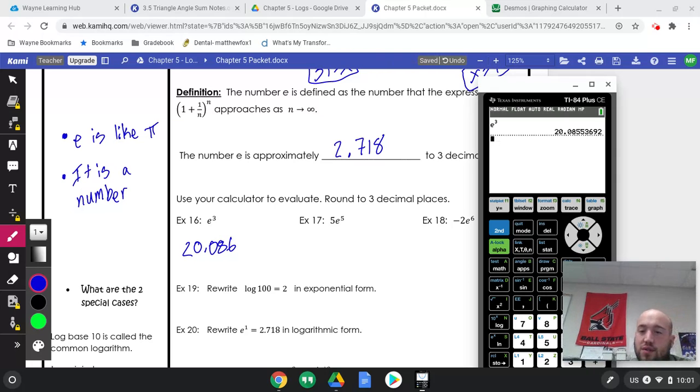All right, now the next one, we're going to have a 5 at the front, then e raised to the 5th, hit enter. Once again, 3 decimal places, so 7042.06. We'll round that up to 6.